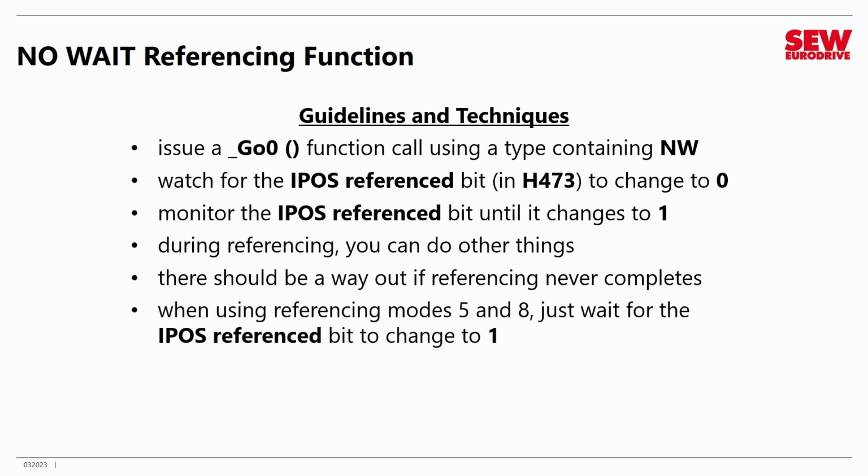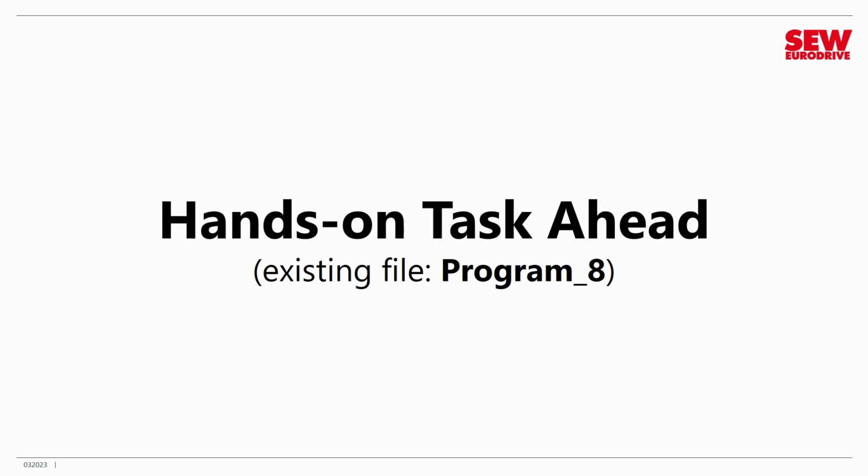Now, when you're using referencing modes 5 or 8, those are the no motion referencing modes where they just reference immediately, you don't actually have to watch IPOS reference to make sure it changes to 0, because these change it to 1 almost instantly. You might actually never see it change to 0. So if you're using just 5 or 8, just make sure it's gone to 1 and then move on. But any referencing mode where it moves the drive, you're going to have to verify it goes to 0 and then verify it goes to 1. That's a difference.